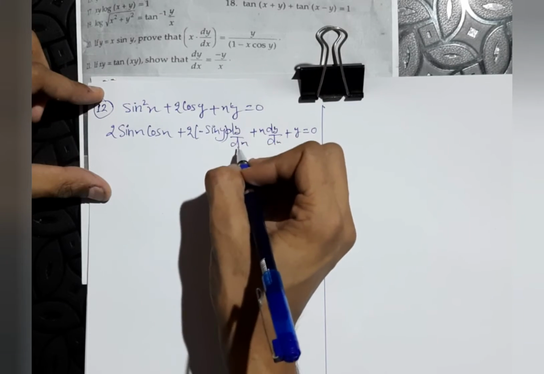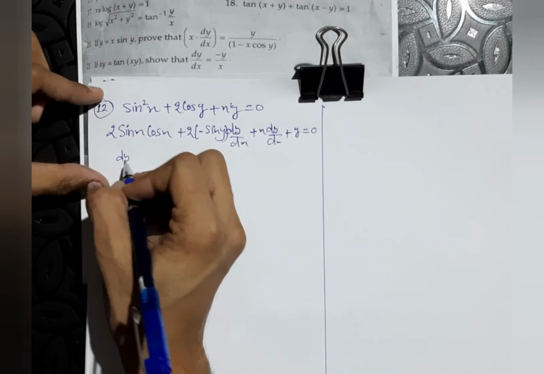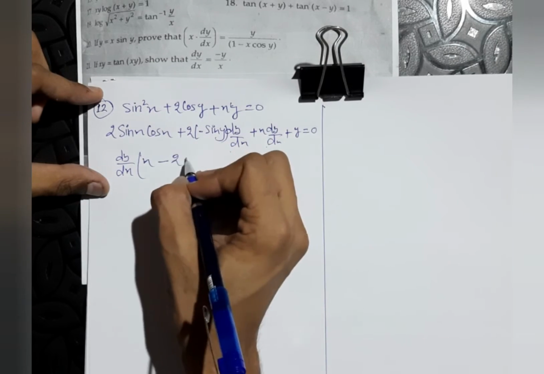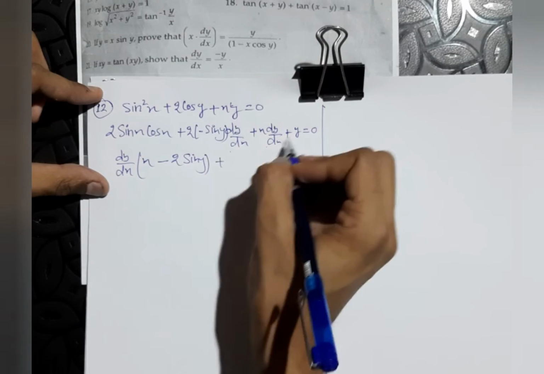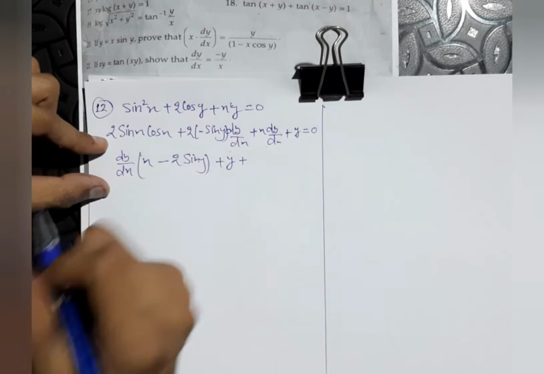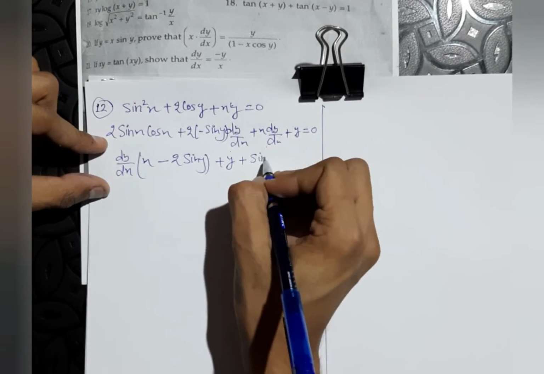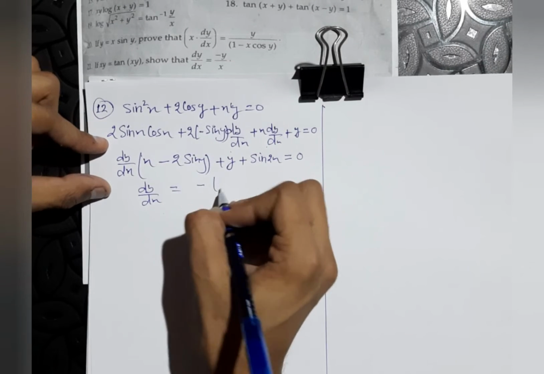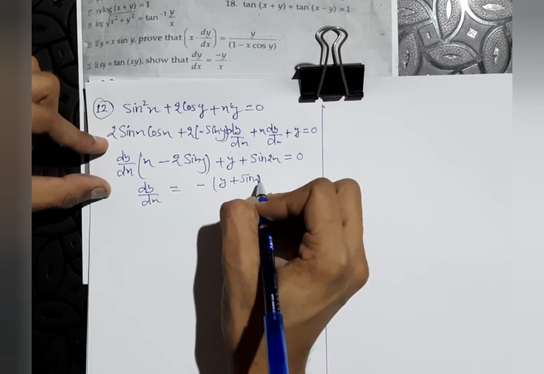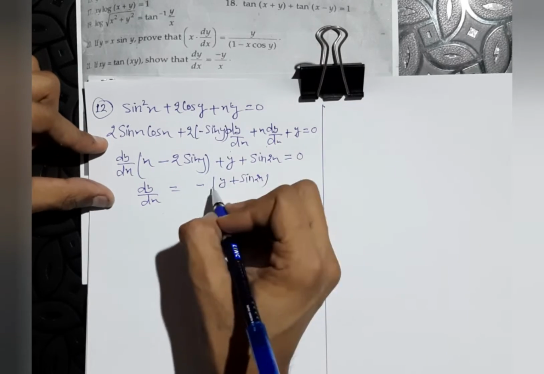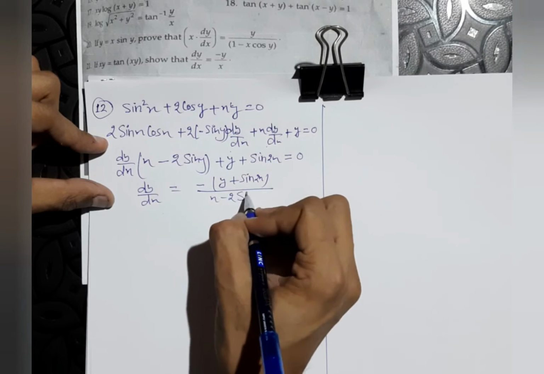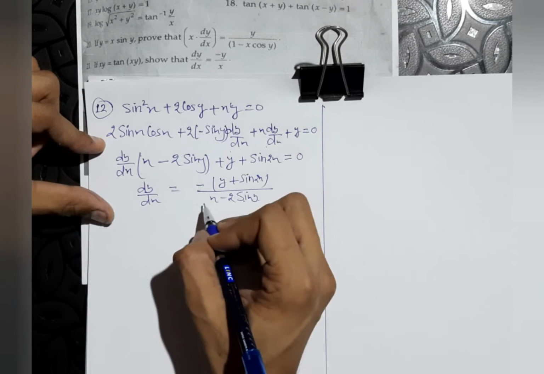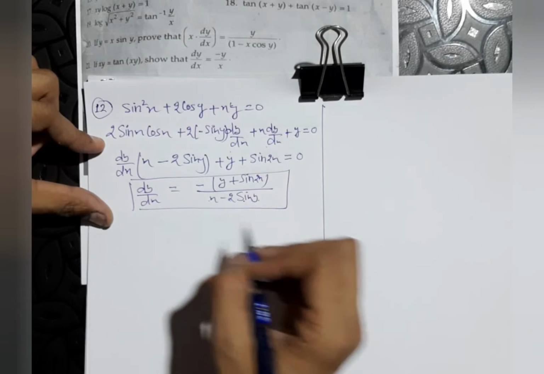Let me take dy over dx as common from this term and that term. So I get dy over dx times x minus 2 sin y, plus this y and this 2 sin x cos x, and the 2 sin x cos x is just sin 2x, equals 0. So dy over dx equals minus y sin 2x, after shifting this whole term into the RHS, divided by x minus 2 sin y. I can also include this minus with this, and so that 2 sin y minus sin x will be in the form of this question in the denominator.